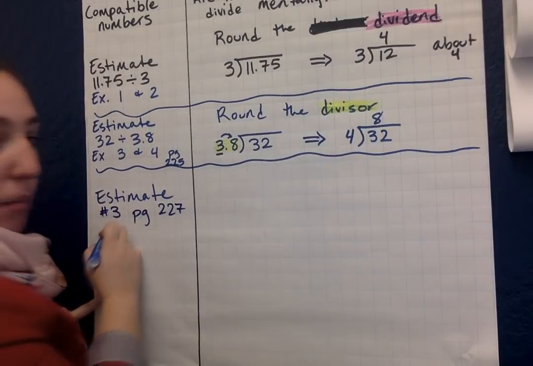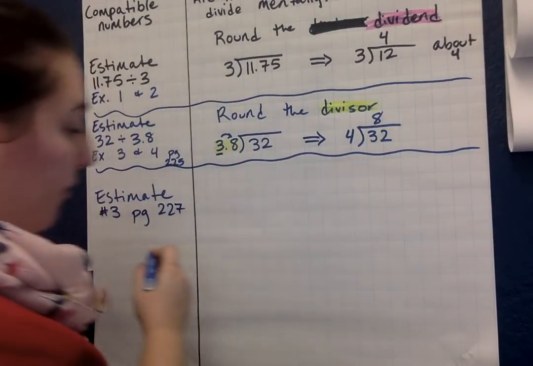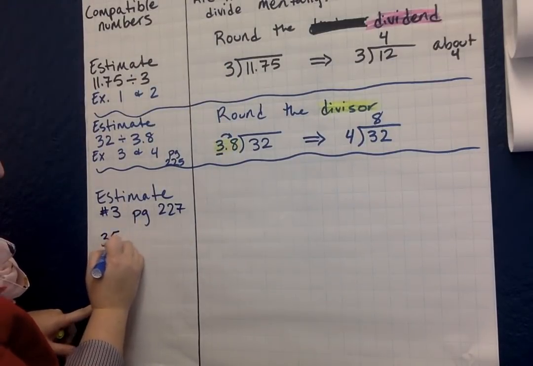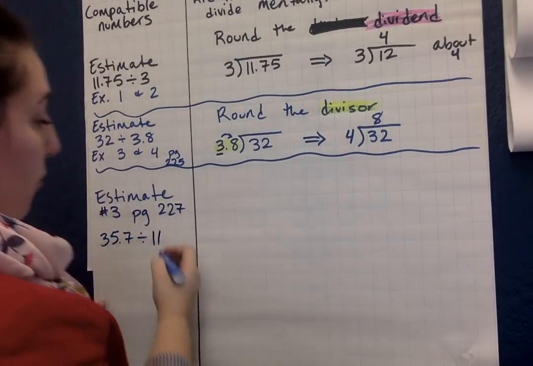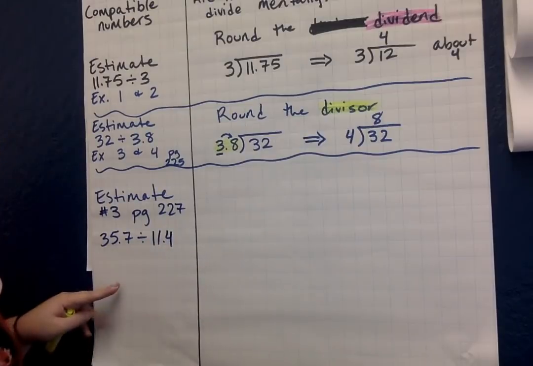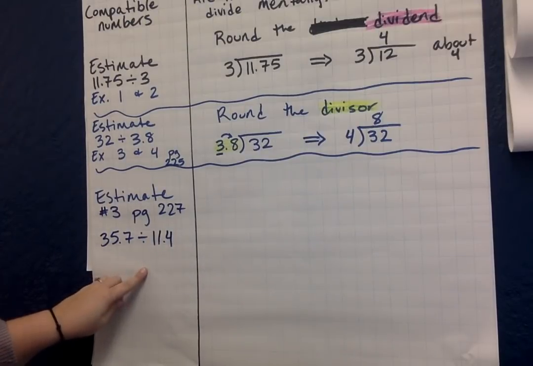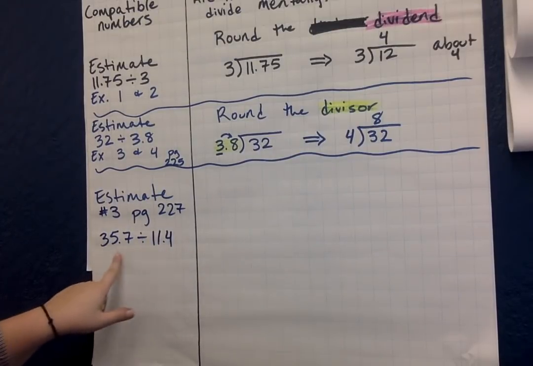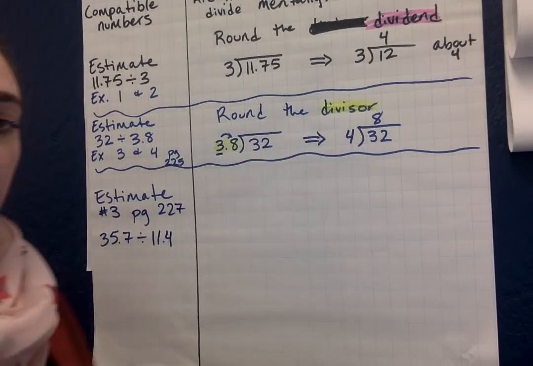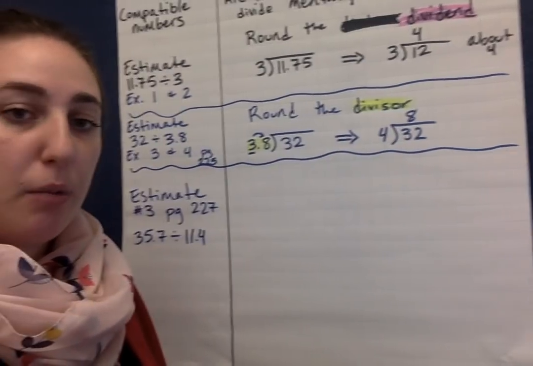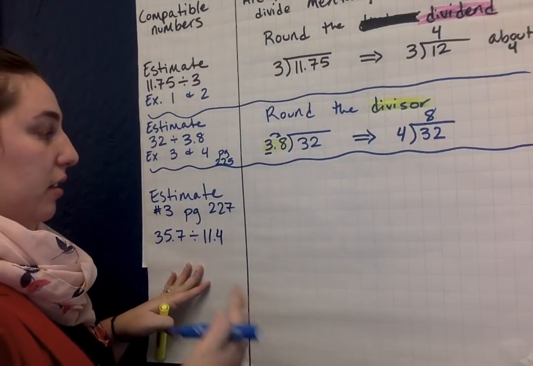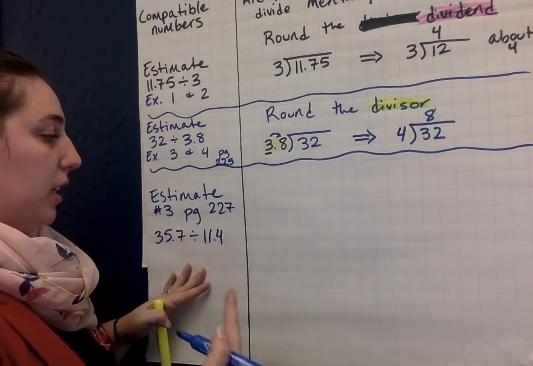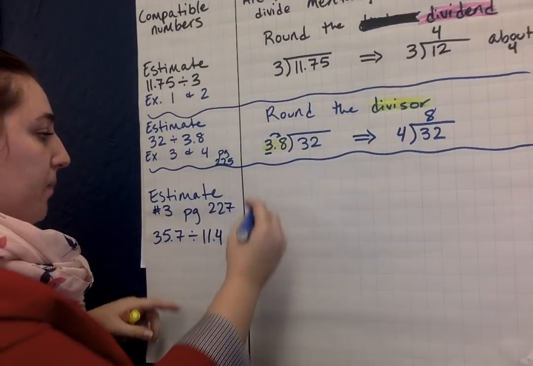So that means we're going to be dividing 35.7 divided by 11.4. So now both of our numbers are decimals, okay? So we're going to have to round both of them, and we're going to have to think of compatible numbers. So again, numbers that you can divide easily and mentally, okay?